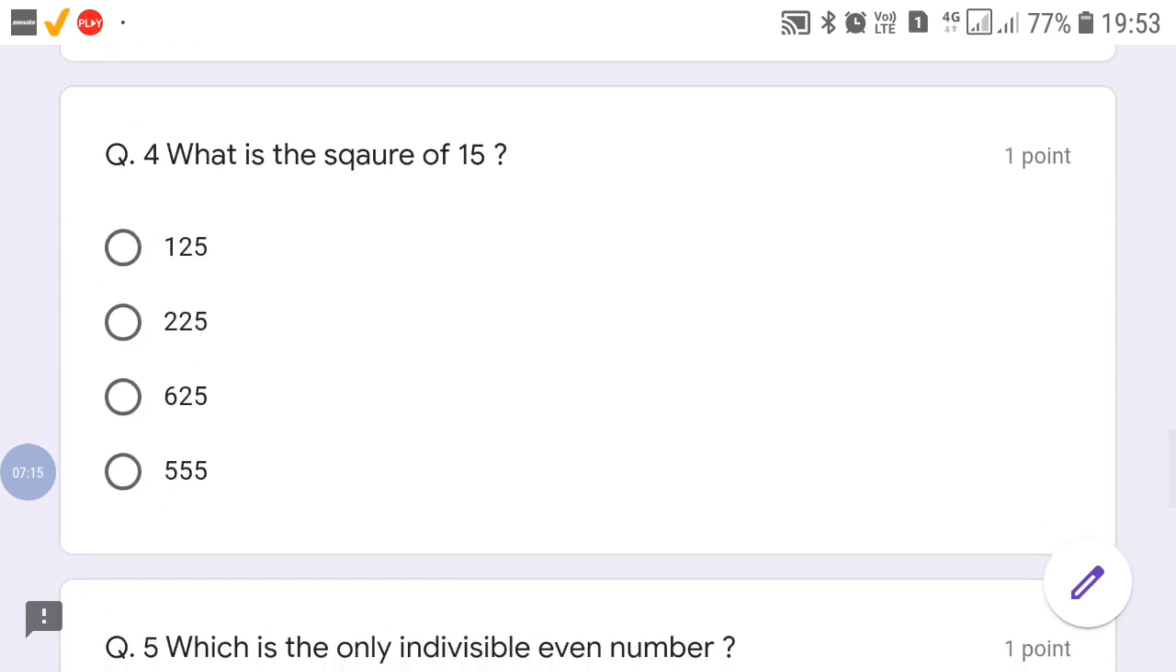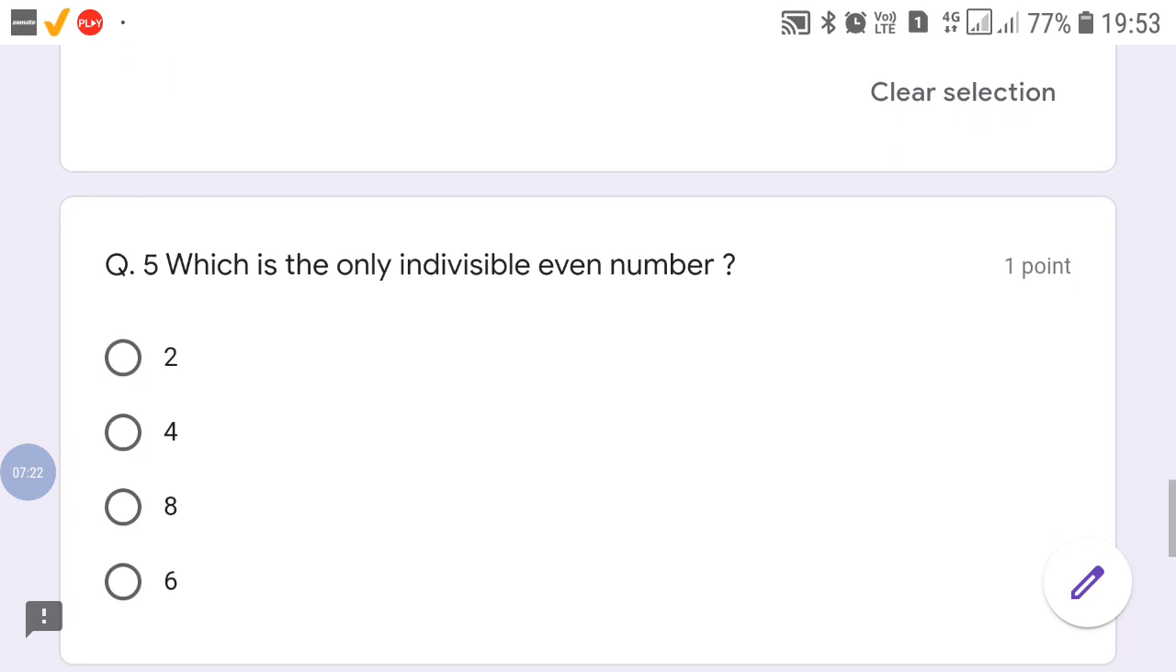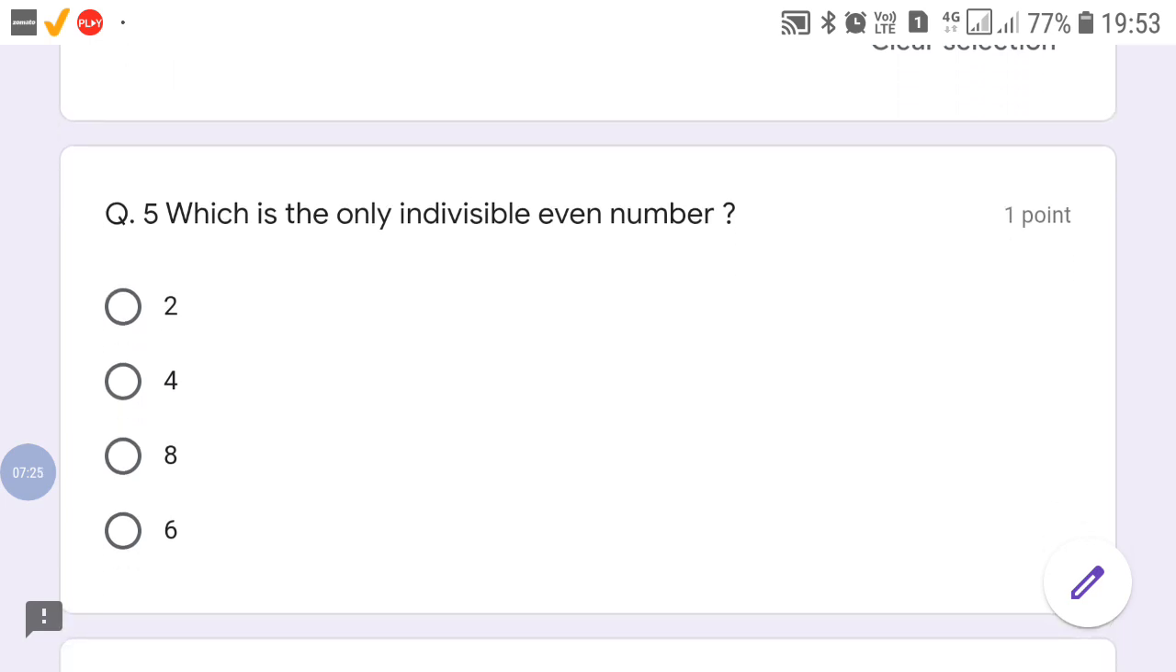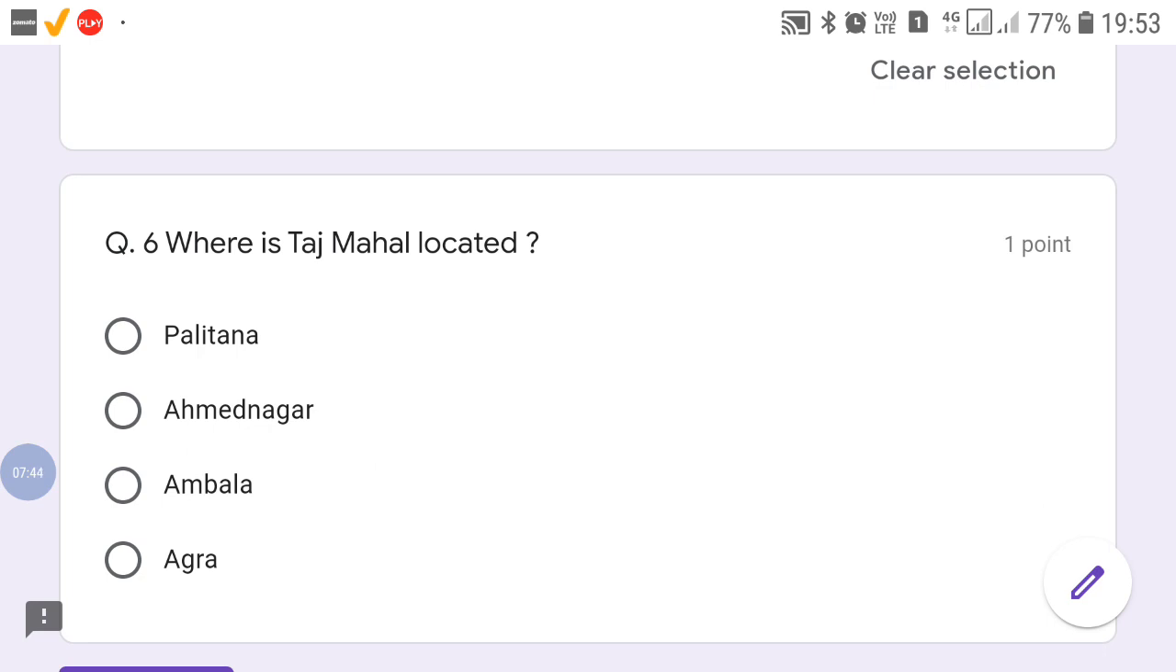What is the square of 15? We all know the square of 15 is 225. So let me click over here on the option of 225. Where is Taj Mahal located? Of course it is in Palitana. No, it's in Agra. But let me click the wrong answer.